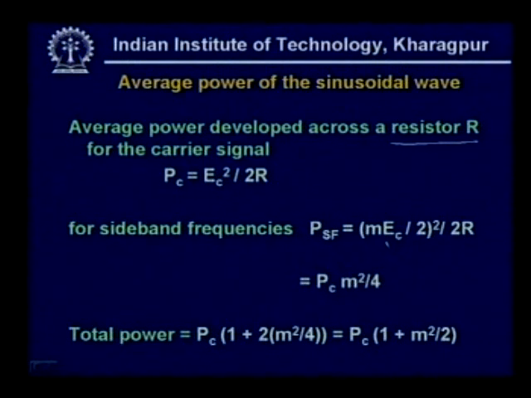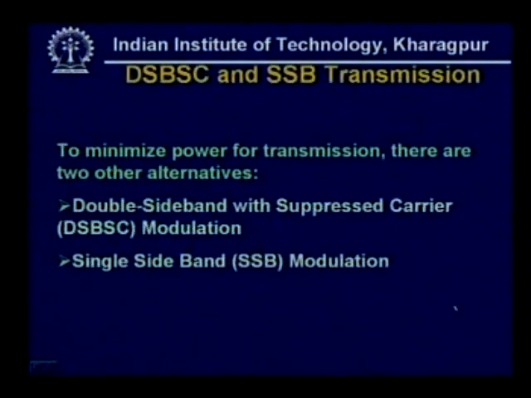So, here it is Pc into m square by 4. Since there will be two side bands, to calculate the total average power you have to add the power required for transmission of the carrier and also the power required for transmission of the 2 side bands. So, if you add up, you get the total power required for transmission, that is equal to Pc into 1 plus m square by 2. That is the total power required for transmission.